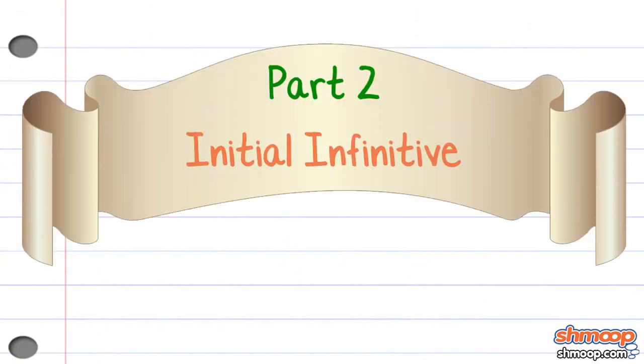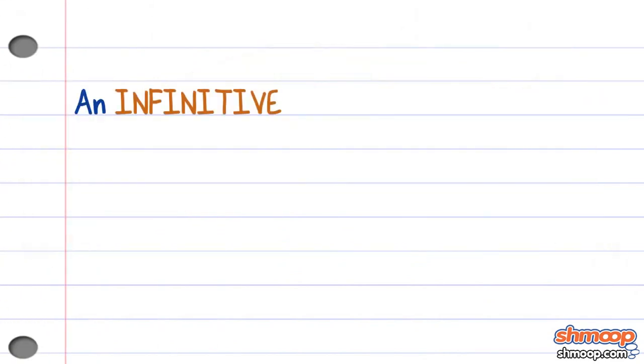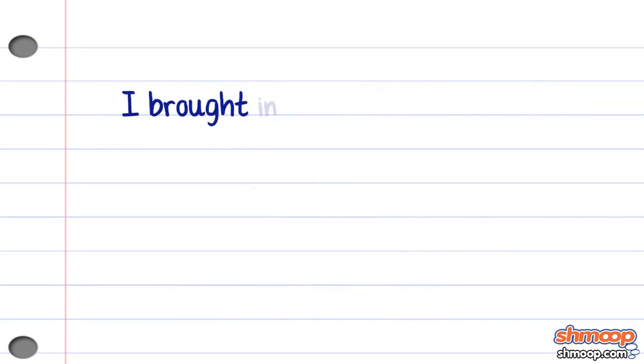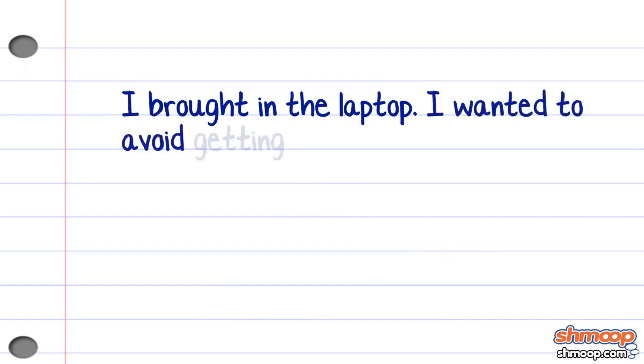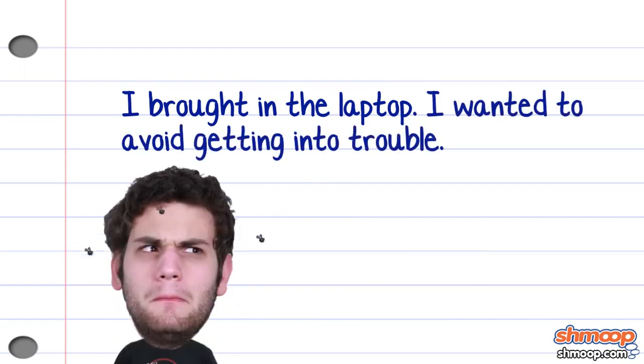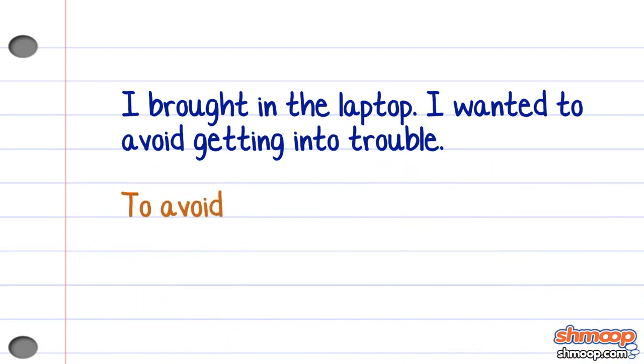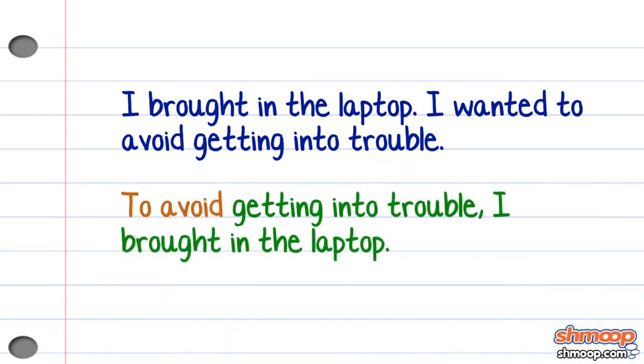Part 2. Initial infinitive. An infinitive is just to plus a verb, like to love, to be, to golf, to schmoop. I brought in the laptop. I wanted to avoid getting into trouble. That stinks, both grammatically and literally. Stick an infinitive on the front. To avoid getting into trouble, I brought in the laptop. Got it? All right.